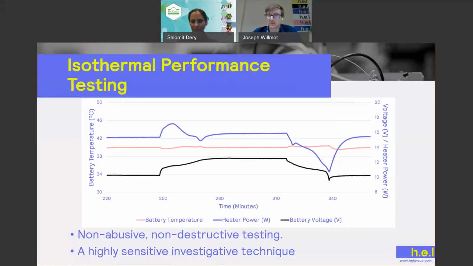So let's first of all get onto the same page. Let's all consider what isothermal calorimetry is and how it is going to be useful for us to understand and help characterize these cells that we're going to be testing. Isothermal calorimetry is a non-abusive, non-destructive testing, and it's a highly sensitive investigative technique. It involves holding your sample, in this case our battery, at a constant temperature and measuring the thermal duty that the battery is going to undergo under operation. This is commonly referred to as the sample's heat flow.